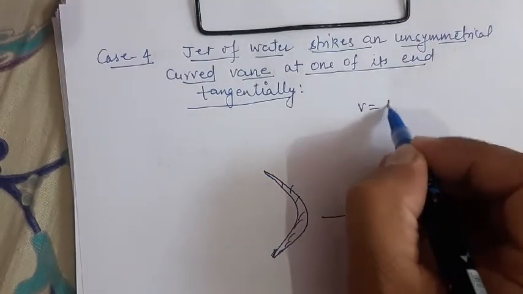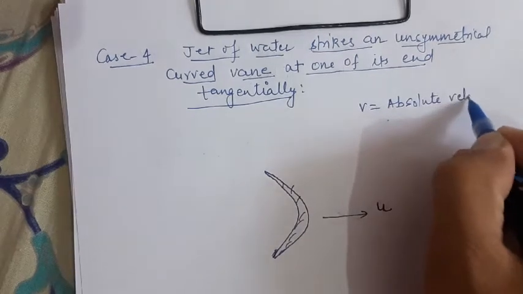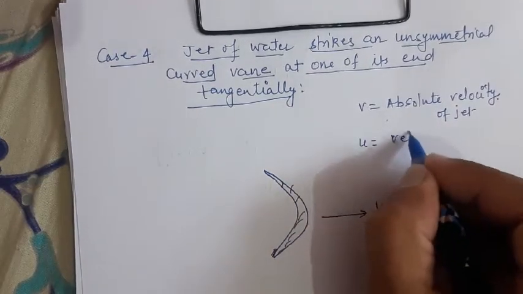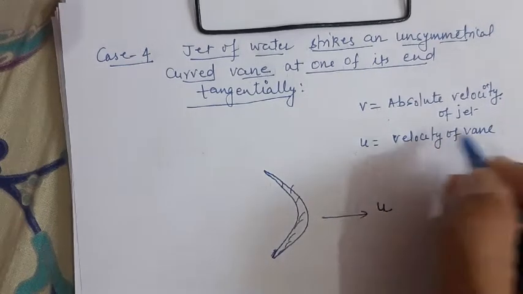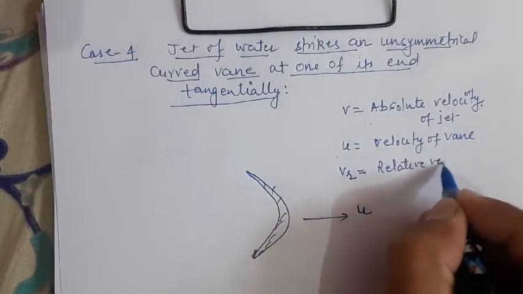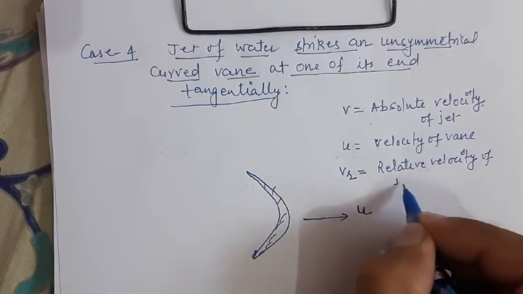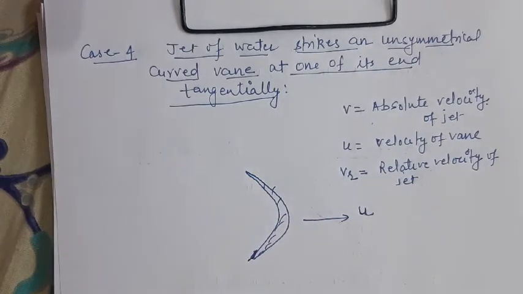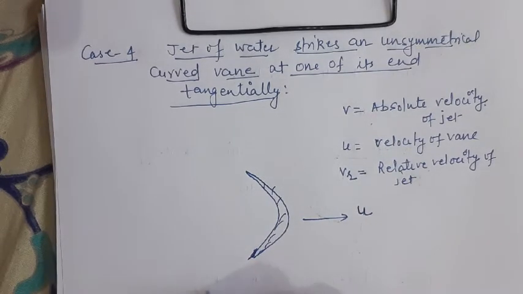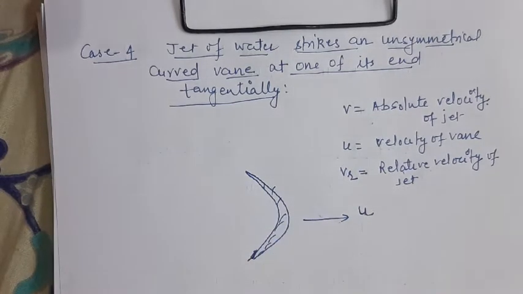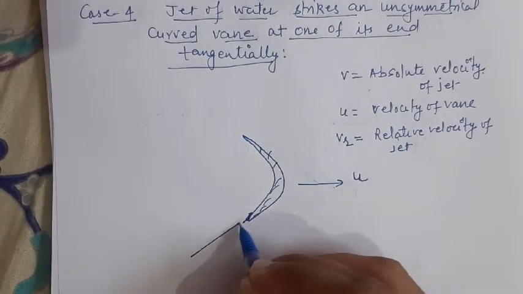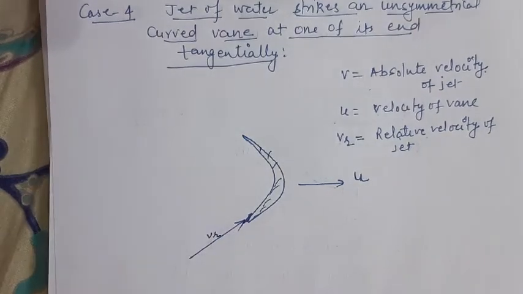Please note two points. v is the absolute velocity of the jet, u is the velocity of the vane or blade. And now I am introducing one important term, vr, which is the relative velocity of the jet with respect to this vane. Since the vane is moving in this direction with velocity u and the jet is issuing out of the nozzle with some absolute velocity v, the jet would be striking this vane with some relative velocity vr.